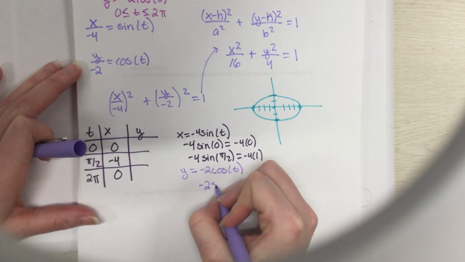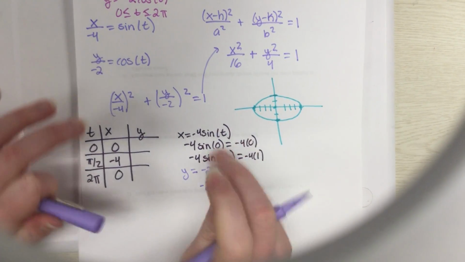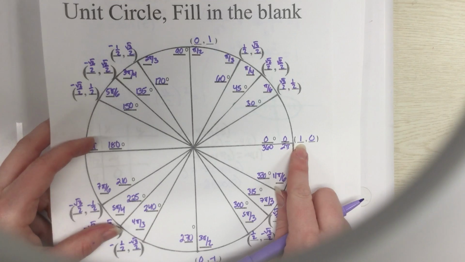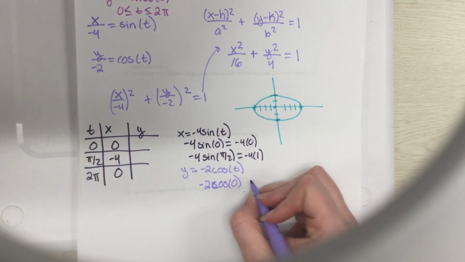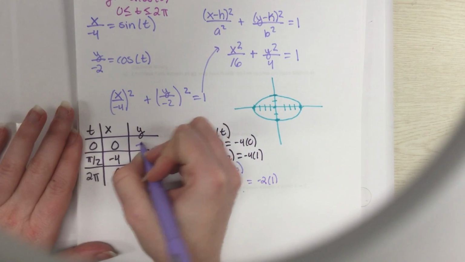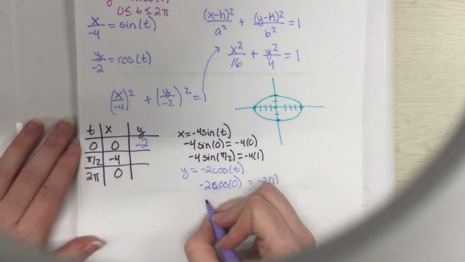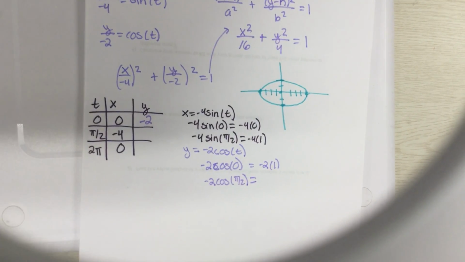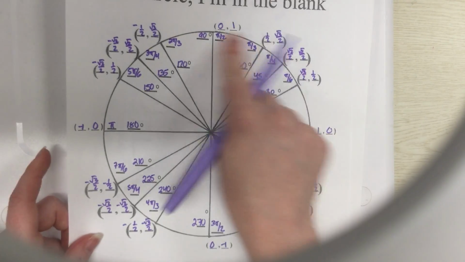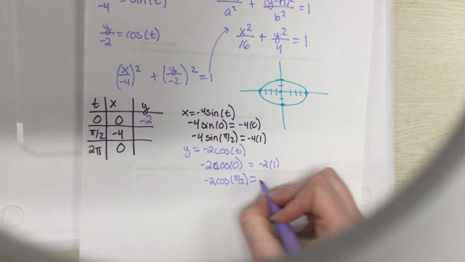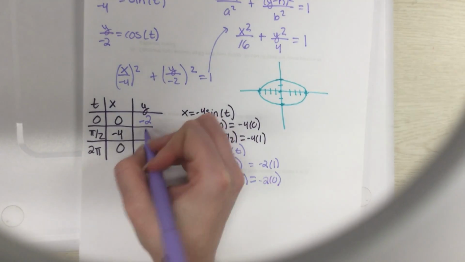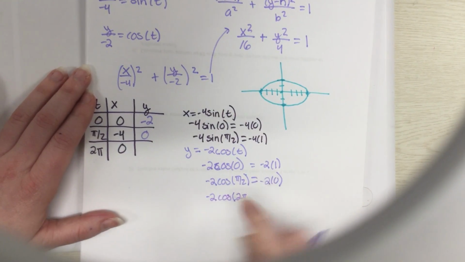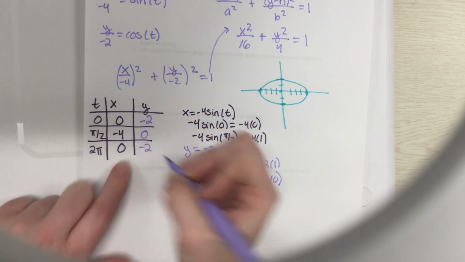So I have -2 cosine of 0. I will start over here. Cosine of 0, cosine's x, so my cosine at 0 is 1. So that's just -2 times 1, which would become -2. Then I have -2 cosine of pi over 2. At pi over 2, cosine is 0, so I have -2 times 0, which is just 0. And then we have -2 cosine of 2 pi. Remember, 2 pi and 0 are the same thing, so that's just going to be -2.